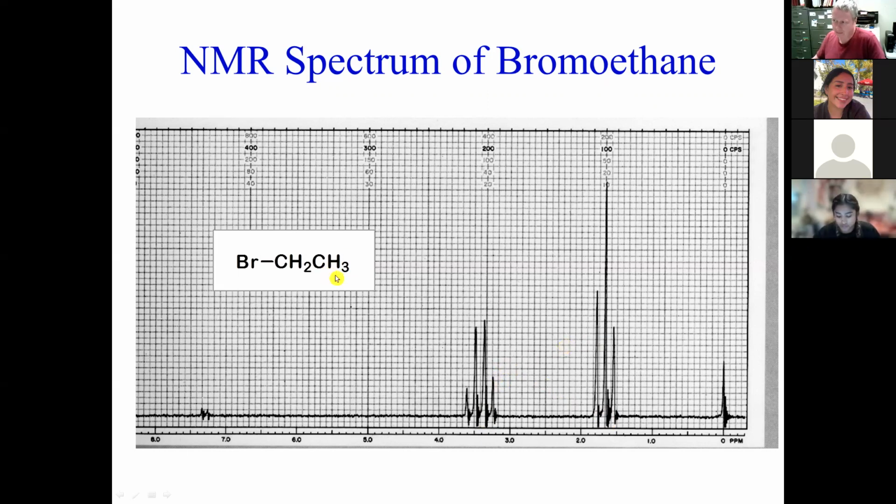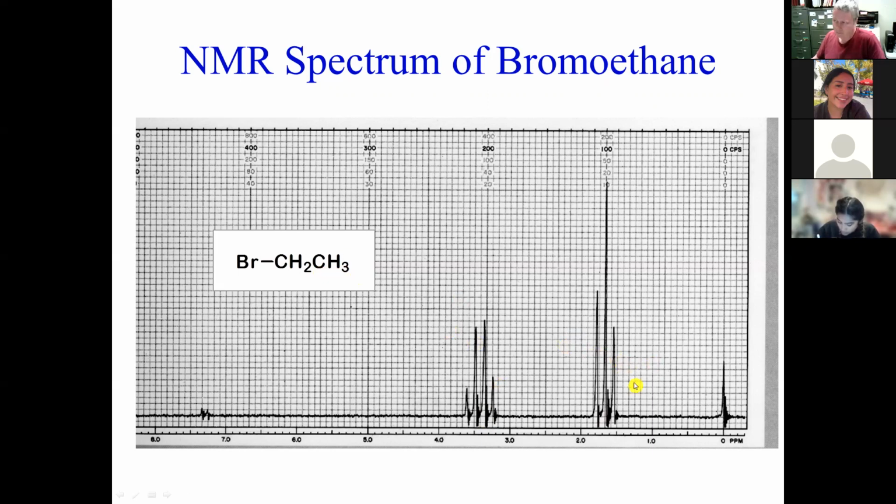What do we say about ethyl groups? Quartet and triplet, right? And why do we have a quartet and a triplet? The CH2 has how many neighbors? It has 3 neighbors. 3 plus 1 is 4. It's a quartet. CH3 has 2 neighbors. 2 plus 1 is a triplet.